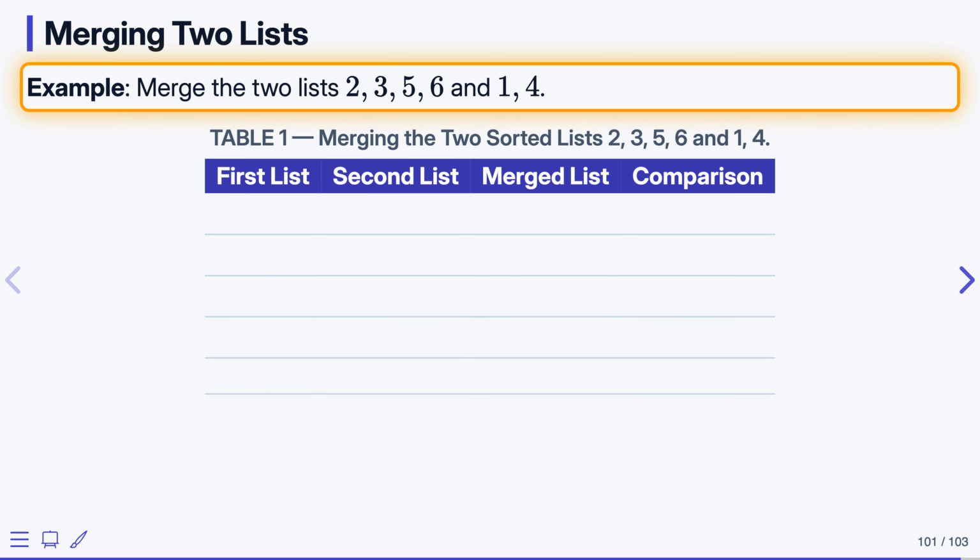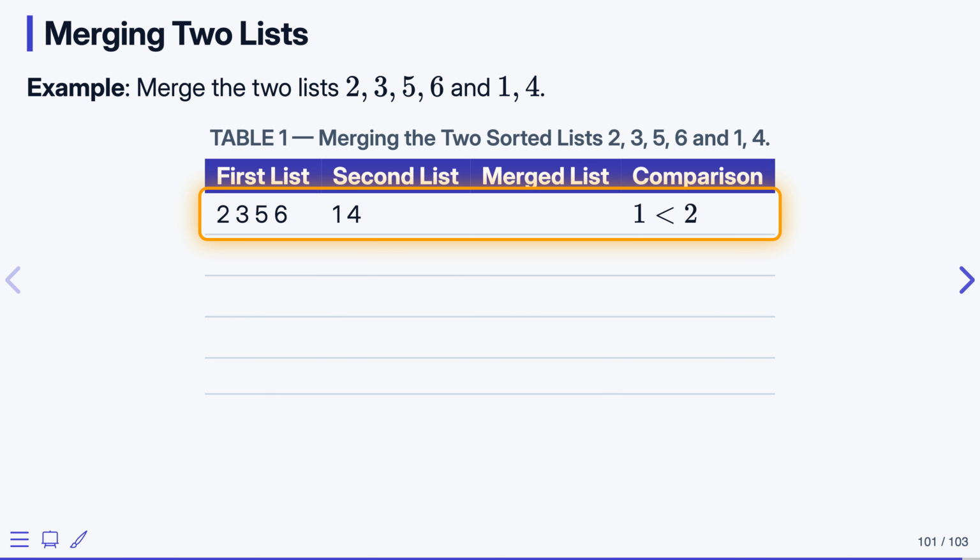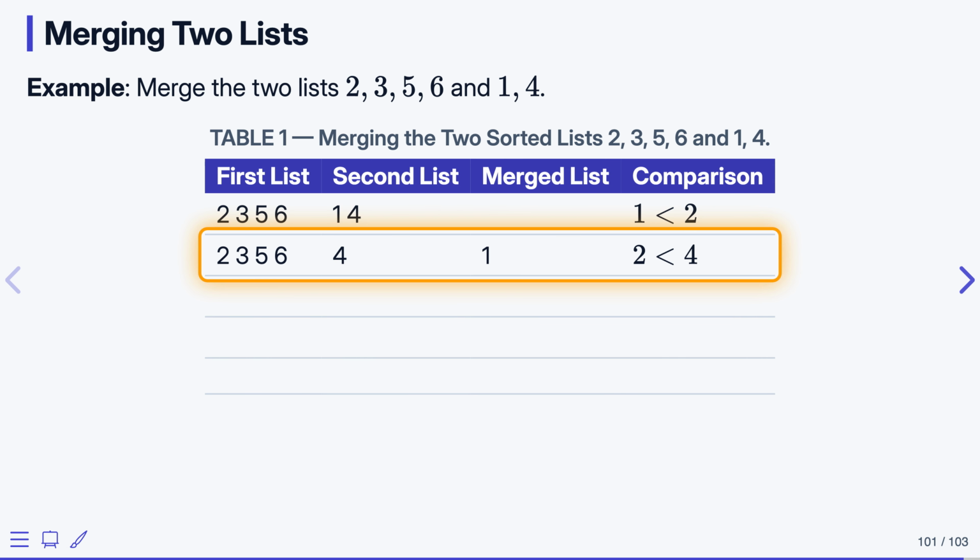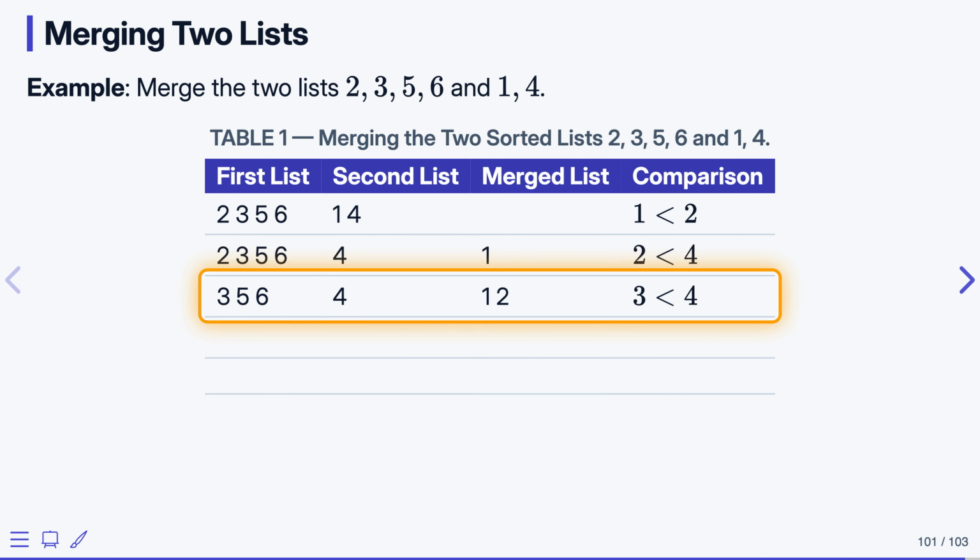Let's merge the list 2, 3, 5, 6 with the list 1, 4. At the start, the first list is 2, 3, 5, 6, and the second list is 1, 4. We compare the two front values. 1 is less than 2. So 1 moves into the merged list. Now the front values are 2 and 4. 2 is smaller. 2 moves across.